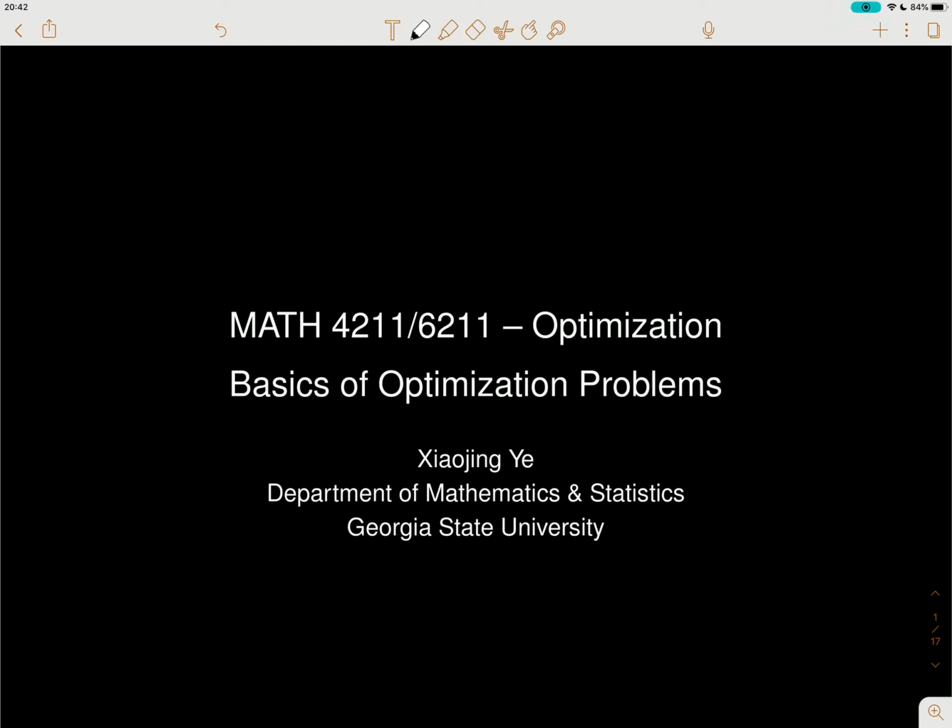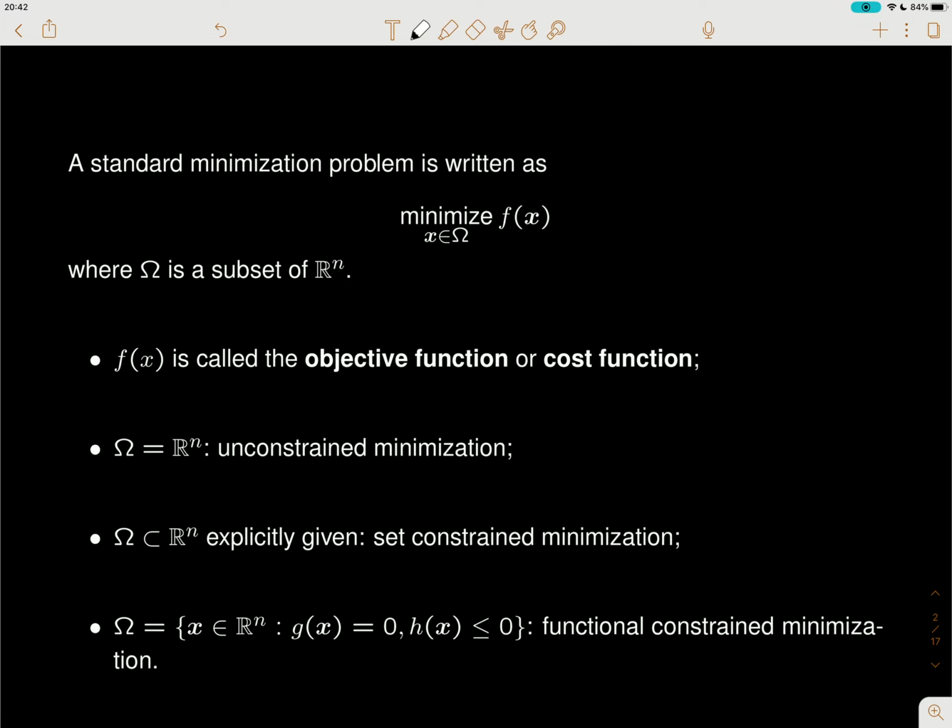Okay, we first give some overview of optimization. So what we're trying to do in this class is to solve problems like this. Say we're really trying to solve a minimization problem in optimization. And what that means is we are given this kind of function, f of x, and then we try to find the minimizer of it.